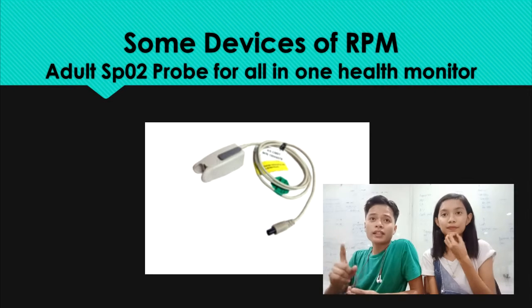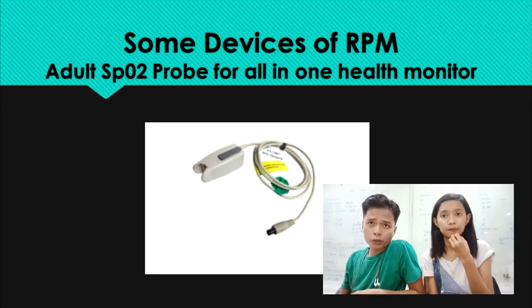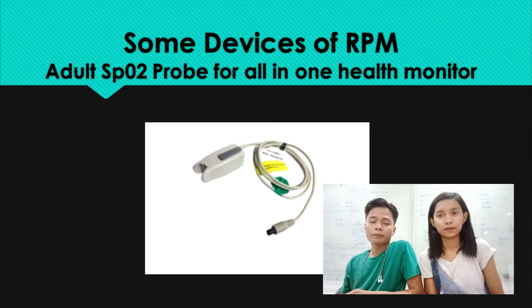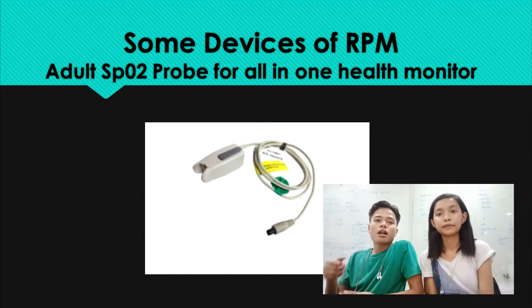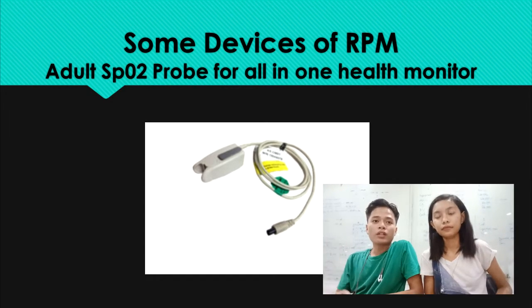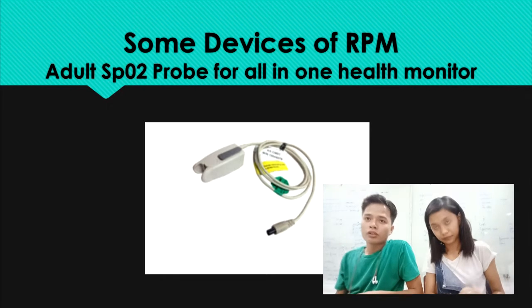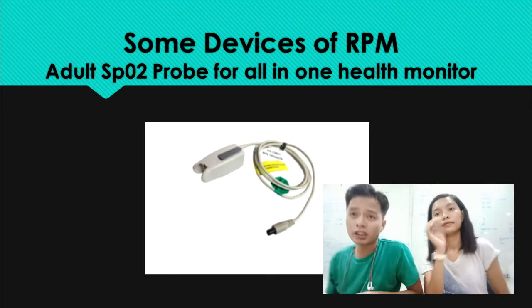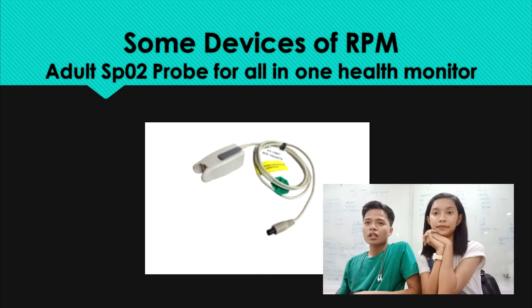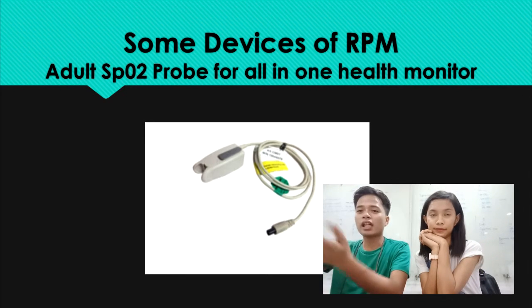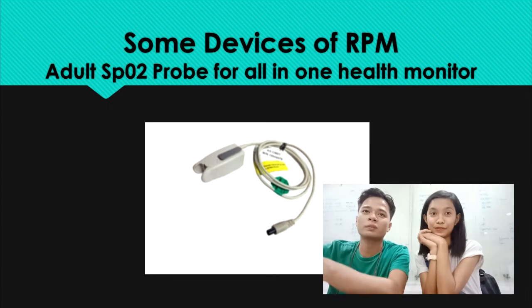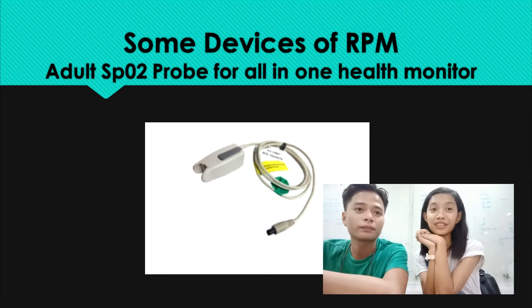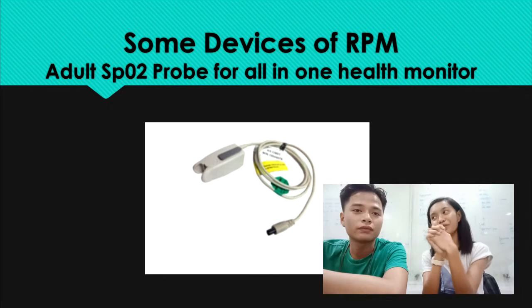We have first the adult SpO2 probe for all-in-one health monitoring. The meter is a reusable finger clip sensor that uses silicone, which makes contact with the patient's finger. As you can see in the picture, the device uses only fingers. It can detect your health through fingers, resulting in a percentage of blood oxygen only.